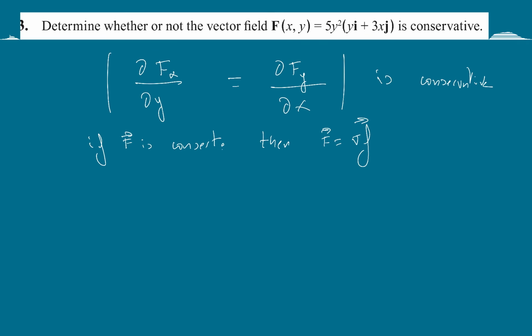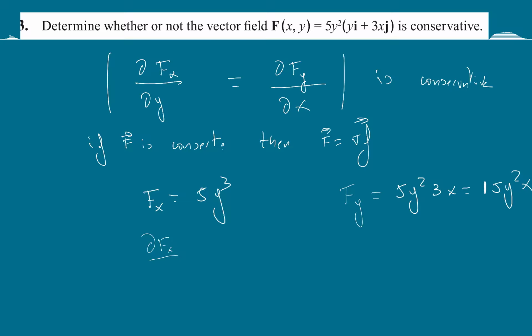Let's discover who is Fx. Fx is the x component of the vector field. And what is the x component of the vector field? 5y cubed. Who is Fy? Fy is the y component of the vector field. What is the y component? It is 5y squared multiplied by 3x, or in other words, 15y squared x. And what is the partial derivative of Fx with respect to y? It is 15y squared.